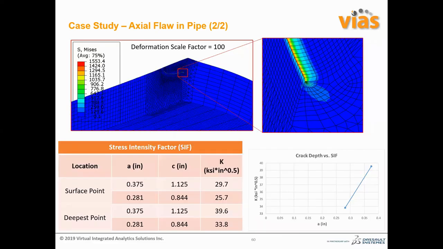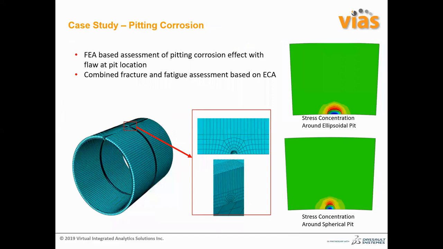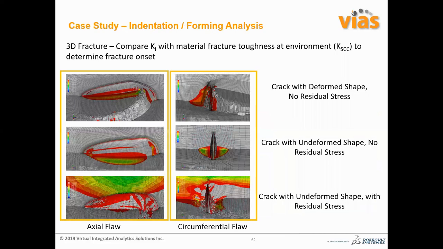So this is just more information on the actual pipes. Here is an example where you have pitting corrosion. What we did is we looked at the pit as a stress concentrator, and then we checked the stresses and strains. We also considered the size of the pit as a crack, and we wanted to see if there is a crack at the pit. We have taken the stress field and stress values from the FEA, and we used a code-based analysis to perform the fracture mechanics calculations.